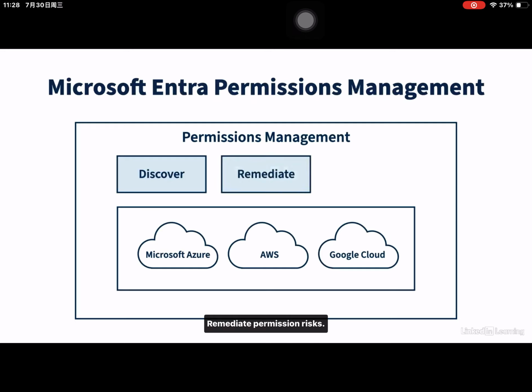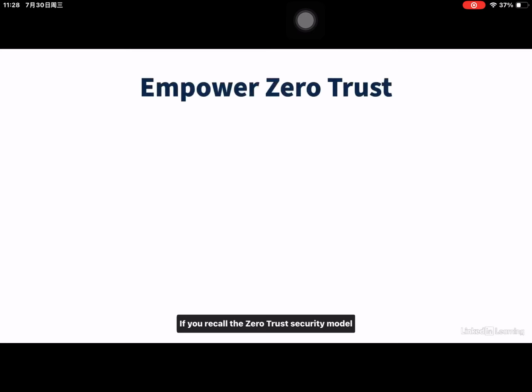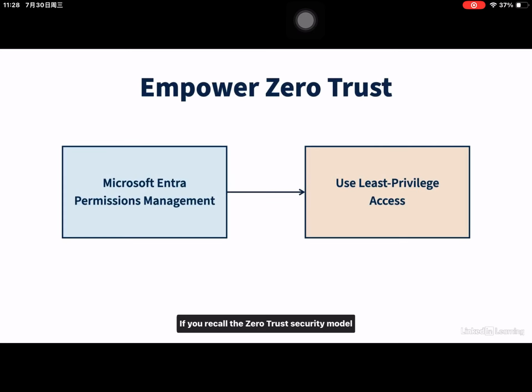Remediate permission risks. Quickly right-size excessive and unused permissions, and you can also set up automatic remediation. Monitor permission risks. You can receive alerts for suspicious activities and access detailed reports. If you recall the Zero Trust security model we discussed earlier, Microsoft Entra Permissions Management empowers one of its guiding principles: use least privilege access.